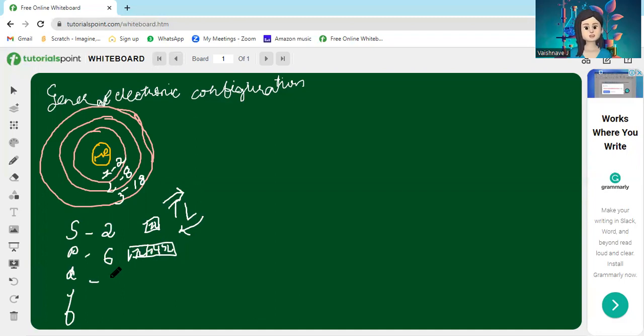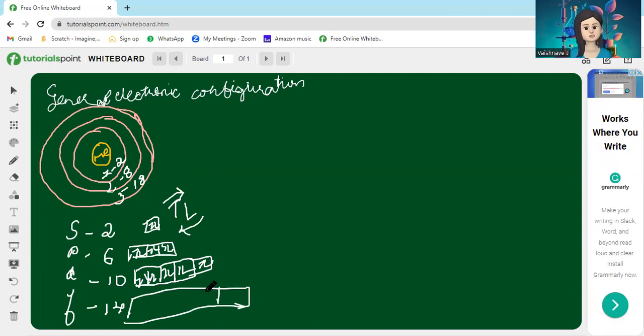In d you have 10 electrons, which means we have 5 orbitals. So each orbital contains 2 electrons, as I told before. Clear? Then f contains 14 electrons. Now tell me, guys, how many orbitals are there? Yes, we have 7 orbitals: 1, 2, 3, 4, 5, 6, 7.